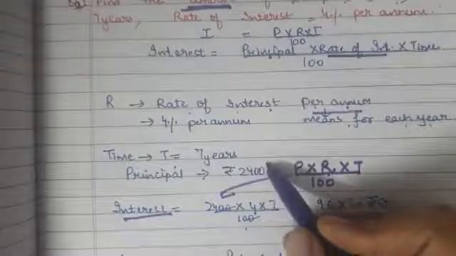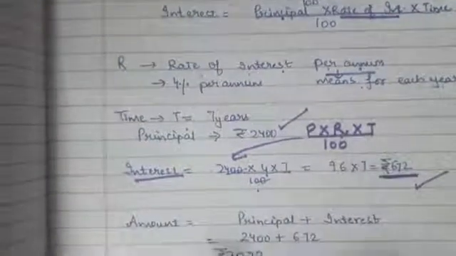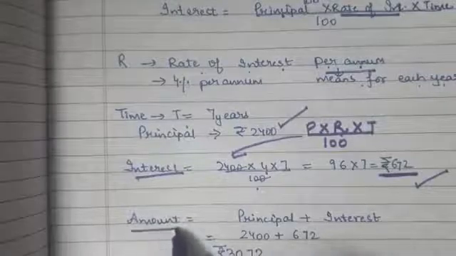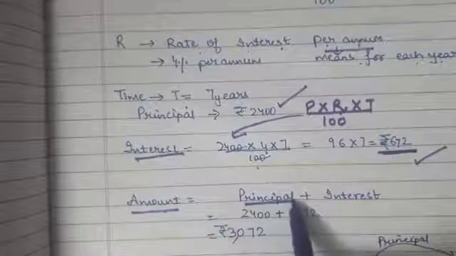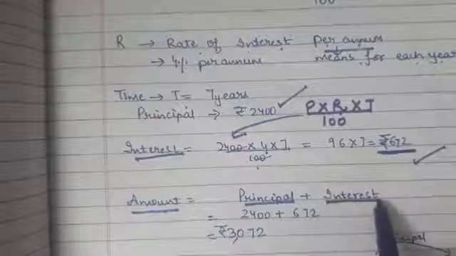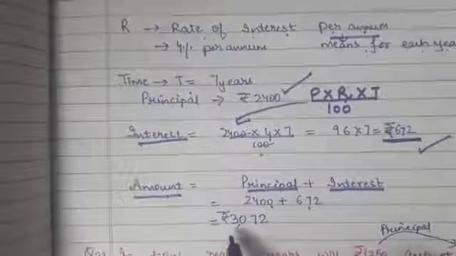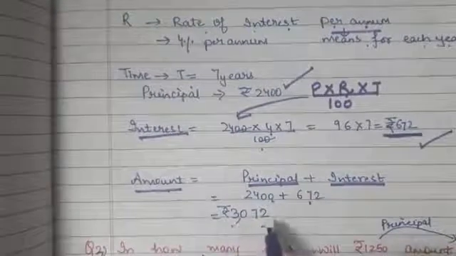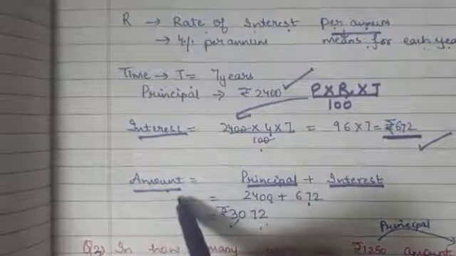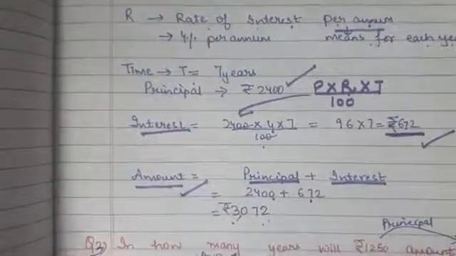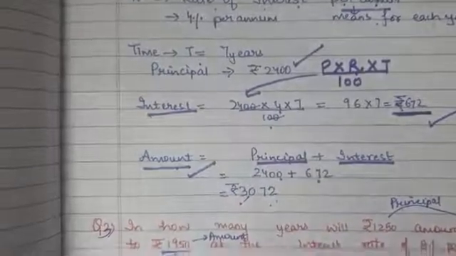Principal we already know, that is given to you. So what is the formula for amount? The formula for amount is principal plus interest. On putting the values of both, we get 3072 rupees, which is the amount. Now let us discuss the next question.